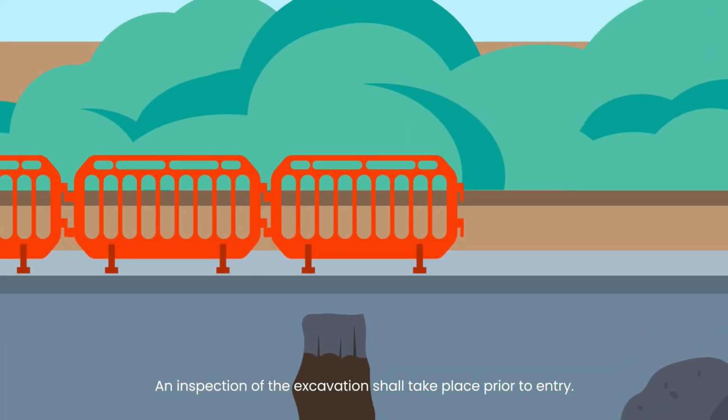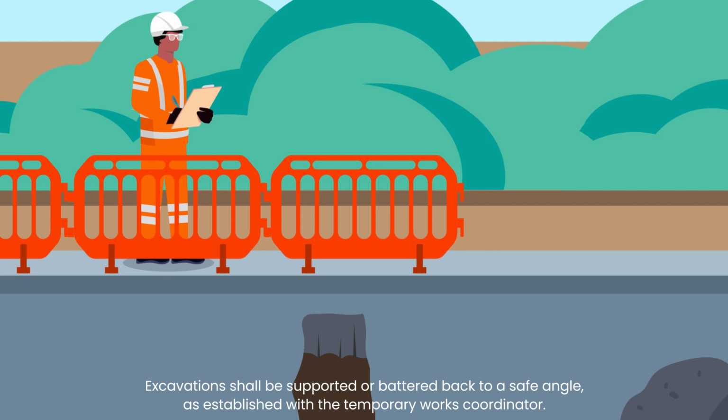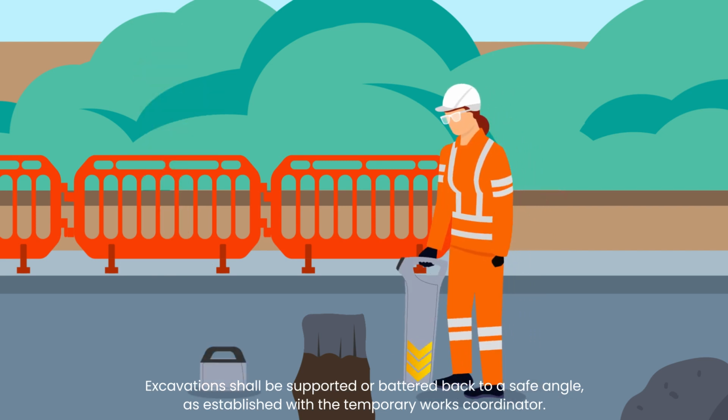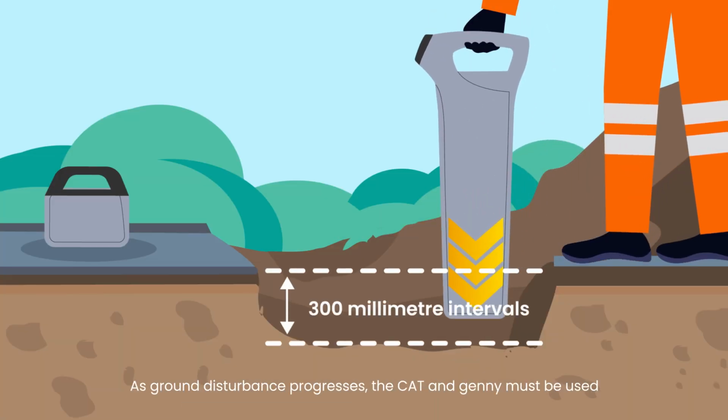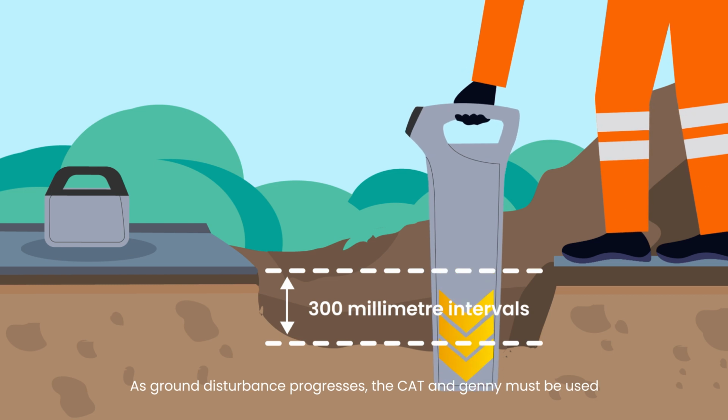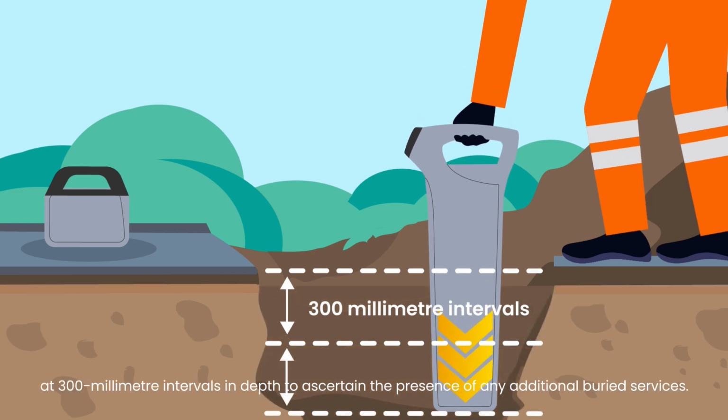An inspection of the excavation shall take place prior to entry. Excavations shall be supported or battered back to a safe angle, as established with the temporary works coordinator. As ground disturbance progresses, the CAT and Genny must be used at 300 mm intervals in depth to ascertain the presence of any additional buried services.